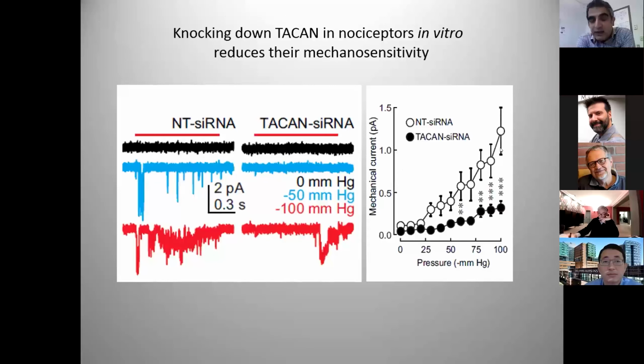The next test is to see, in cells that endogenously express TACAN, like the nociceptors, what happens if we downregulate the expression of TACAN. So we took native nociceptors from mice, and we transfected them with siRNA molecules that were conjugated to Alexa fluorophores, so that we could visually identify which nociceptors had taken up the siRNAs and record from them. What you're seeing are illustrative traces from nociceptors that have been transfected with a non-targeting siRNA on the left or an siRNA targeting TACAN on the right. Once we increase the intensity of that mechanical stimulus on the left, we start seeing these channel openings. But with the TACAN siRNA, we have a significant decrease in mechanically evoked currents in these nociceptors.